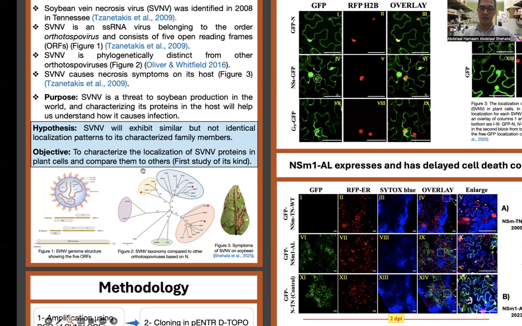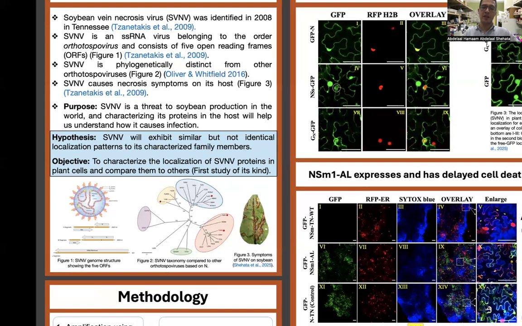Our hypothesis is that SVNV will exhibit similar but not identical localization patterns to its characterized family members. Based on this phylogeny, and how we see SVNV clustering alone, we expect that it would have some identical or some similar localization patterns to the characterized ones. The characterized ones are TSWV, INSV, CaCV, and IYSV. These are the ones that we know a lot about their localization, and we've done it before. However, SVNV has never been localized. That's why I said it's the first study of its kind.